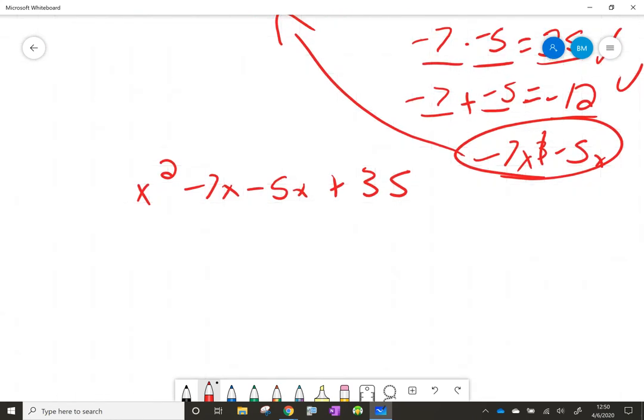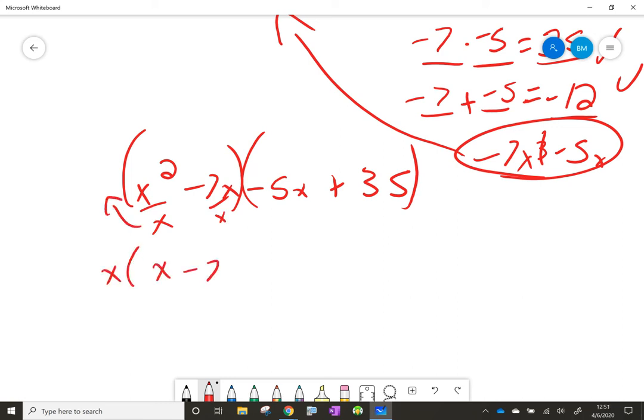All right, and we factor by grouping. So we'll group those. I can take an x out of my first group. That's going to leave me with x minus 7. And in the second group, since the first term is negative, I'm going to divide by a negative, and both numbers can be divided by 5. So I'm going to take negative 5 out. When I divide, that's going to leave me with a positive x, and then minus 7, since 35 divided by negative 5 is negative 7.